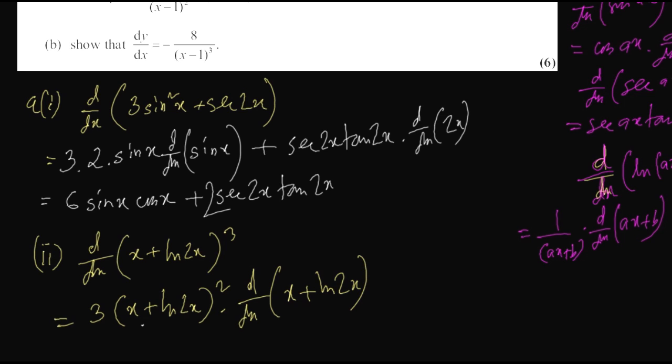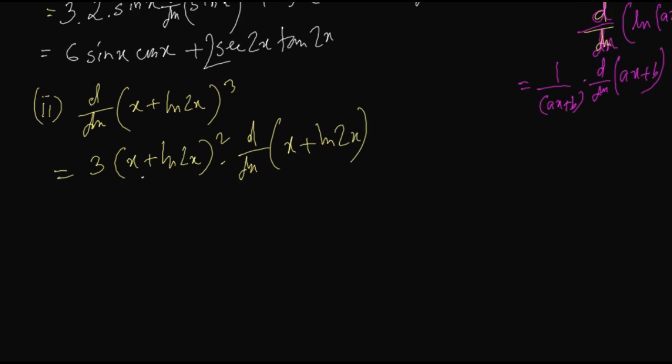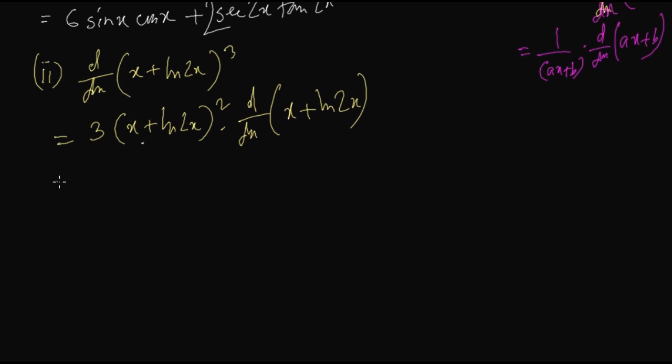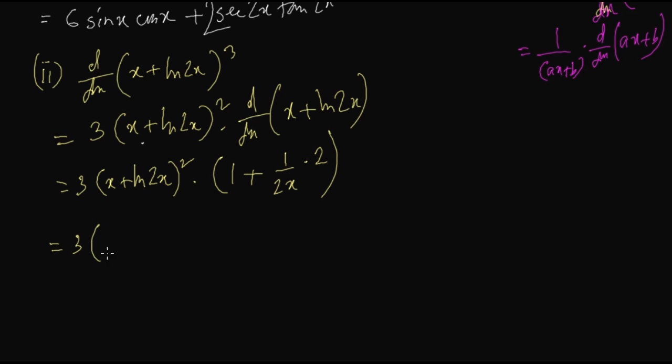So let's move on. So this would be 3 times (x plus ln 2x) whole square. Remember, you cannot multiply the 3 here because there is a power here. So the derivative of x is 1, and the derivative of ln 2x is the reciprocal of 2x, and the chain rule d by dx of 2x is 2. So we can write it as 3 (x plus ln 2x) whole squared, and this will be 1 plus 1 by x, since this 2 and this 2 cancel. That's it, you don't have to do anything else to it.